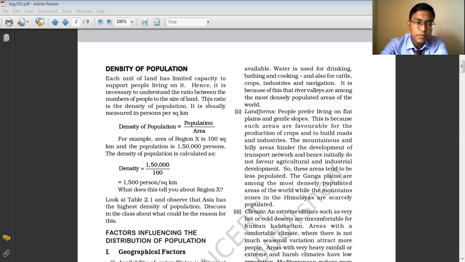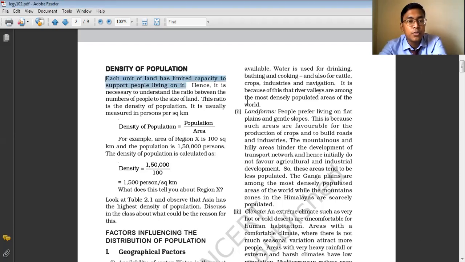Density of population, or population density, is the ratio between man and land. Each unit of land has limited capacity to support people living in it, and hence it is necessary to understand the ratio between the number of people and the size of the land. This ratio is the density of population, and it is usually measured in persons per square kilometer.